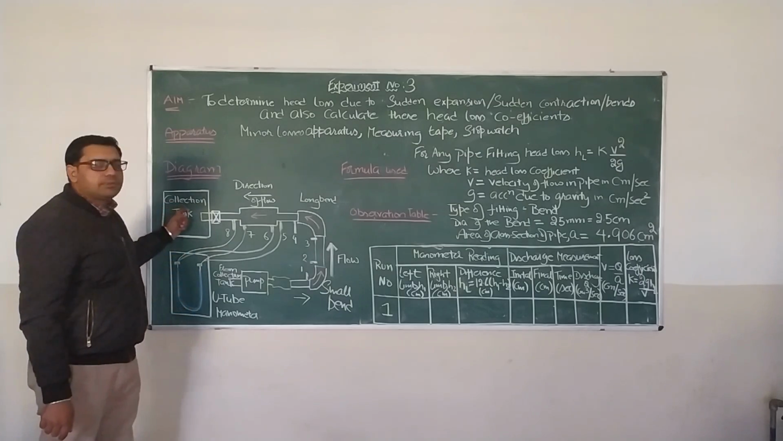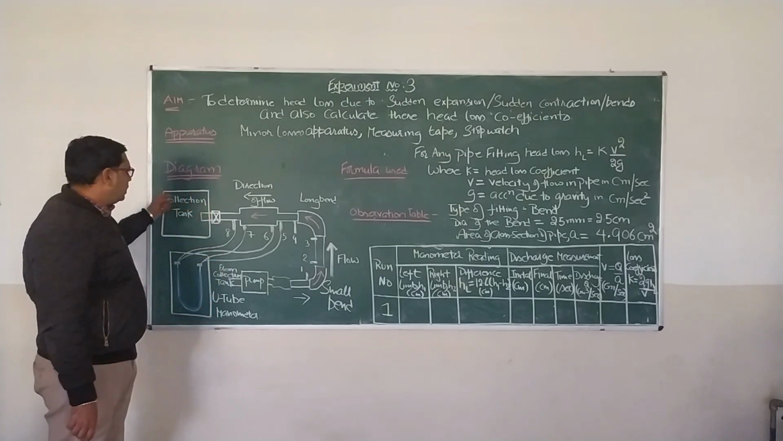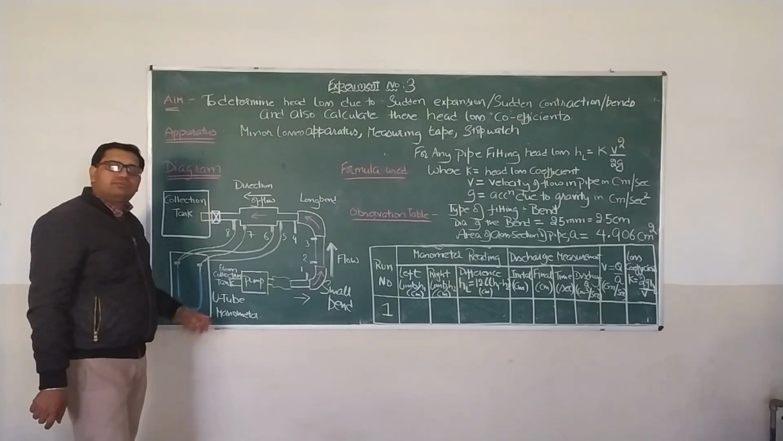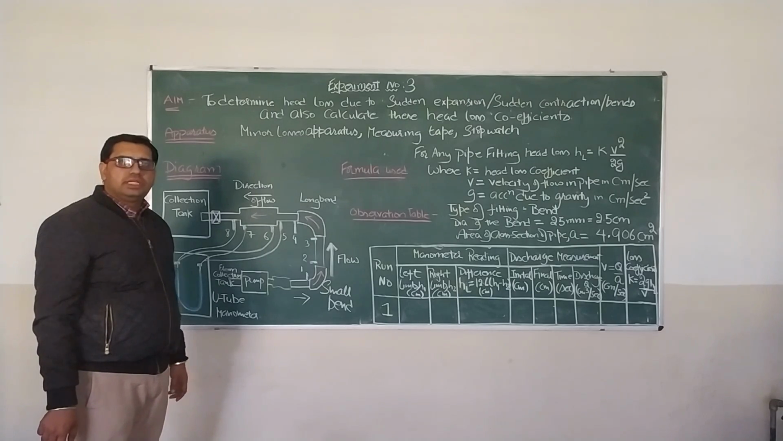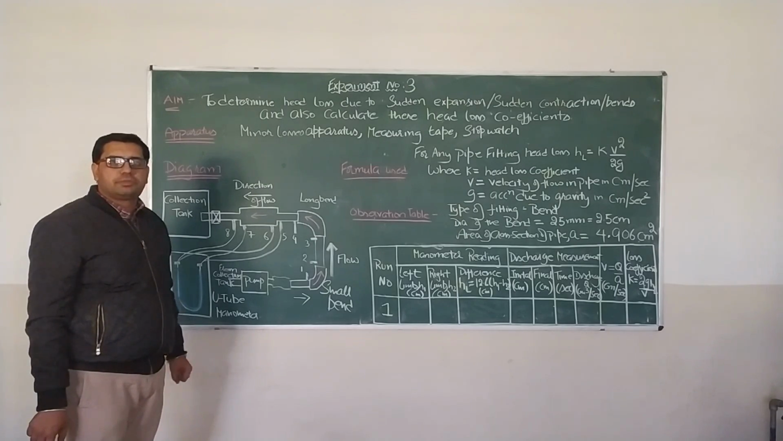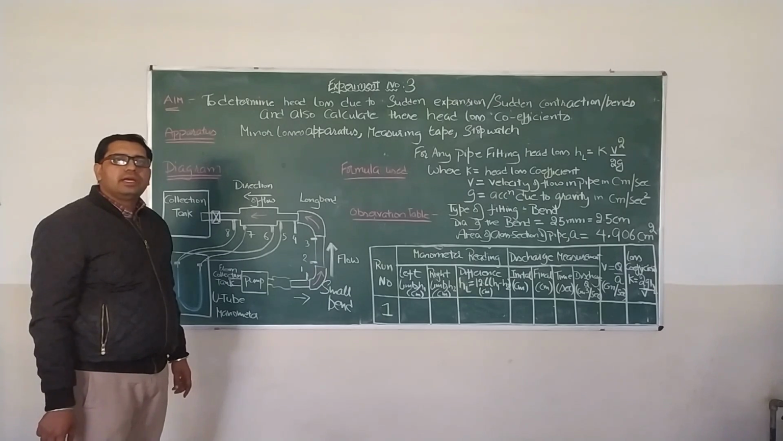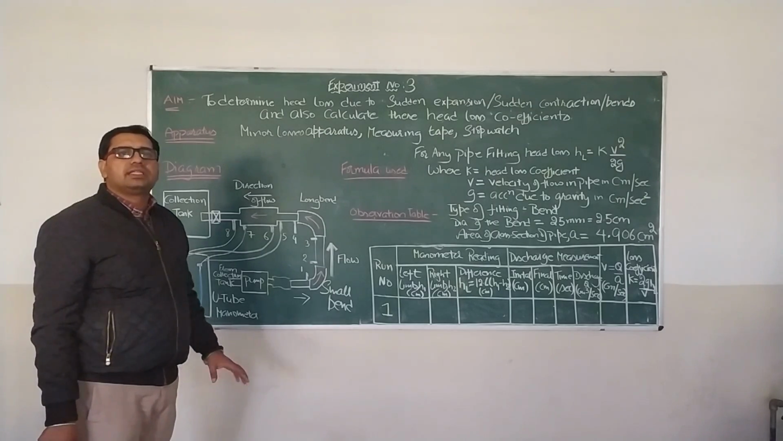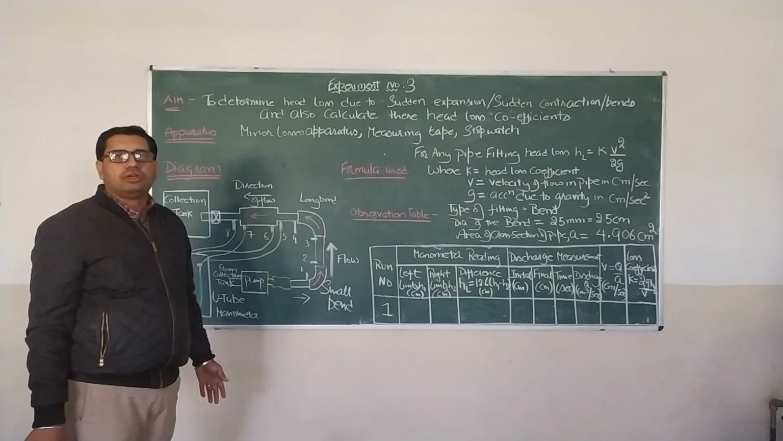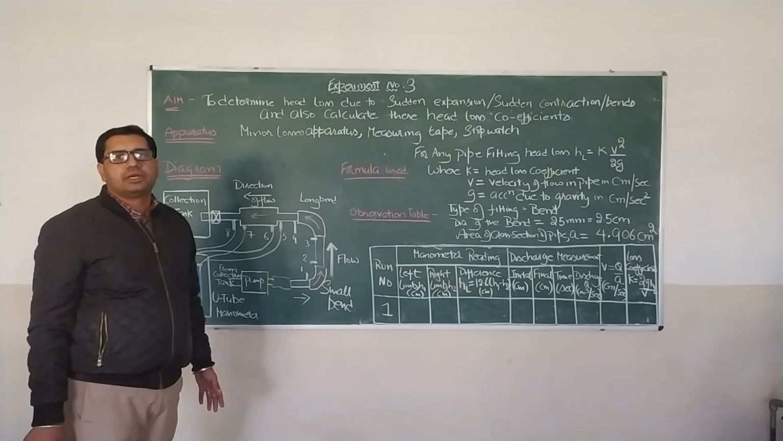And for the measurement of the flow, we have a collection tank, and the measurement of the flow is very similar to what we have seen in our previous experiments. There is a measuring tank and we measure the initial level and the final level, and the change in the level gives you the volume that has accumulated in that particular time.